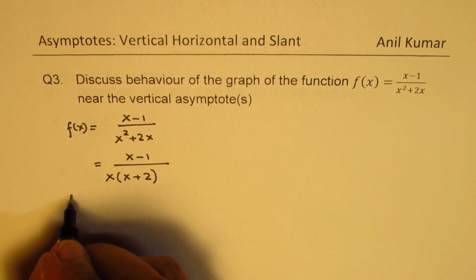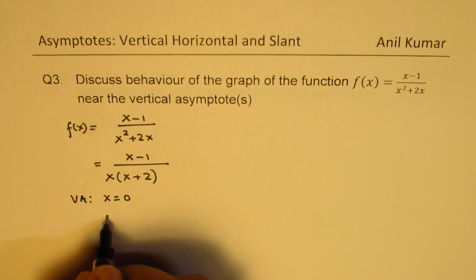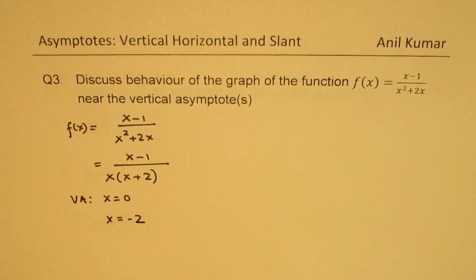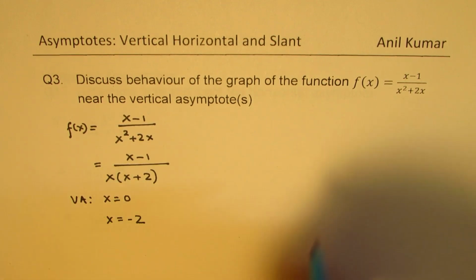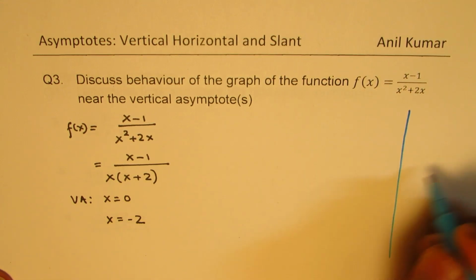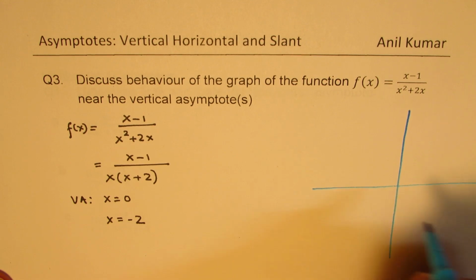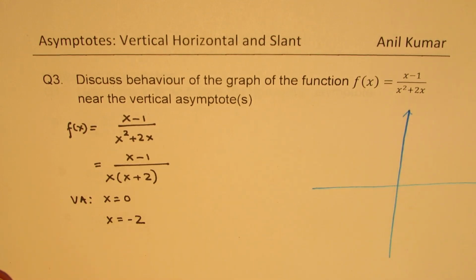So that means we have two vertical asymptotes. One is at x equals 0, the other one is at x equals minus 2, correct? Now we'll try to see the behavior of the graph near these asymptotes, right? So we are not sketching the whole function, remember that. We are only trying to understand behavior of the function near the vertical asymptote, right?